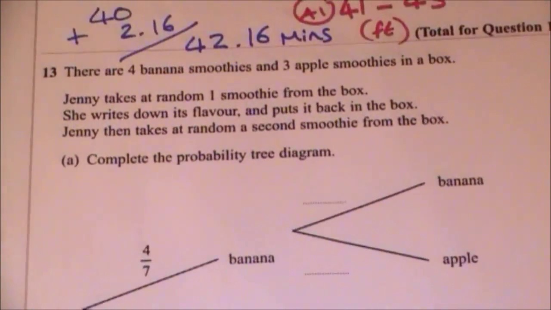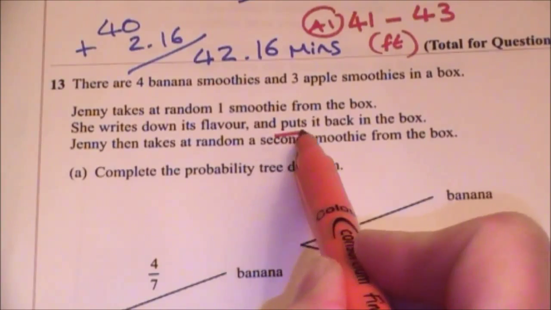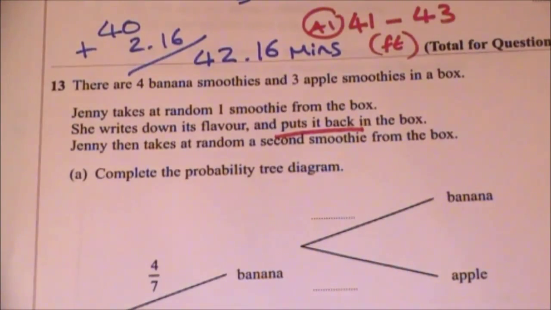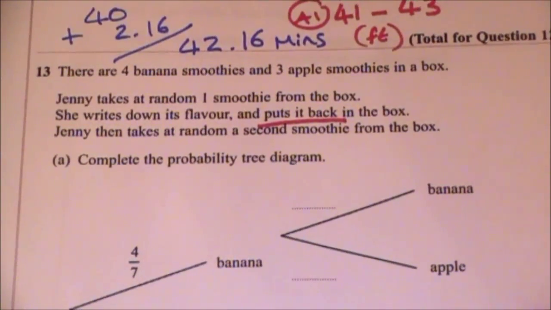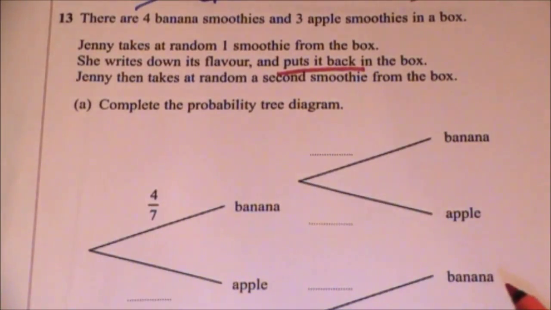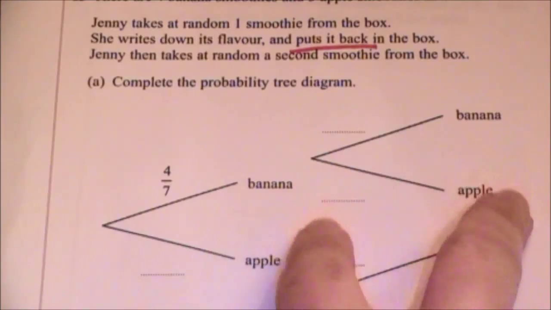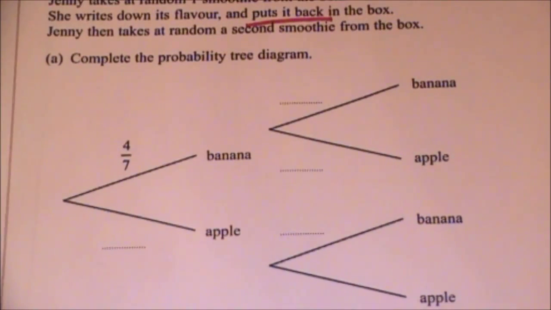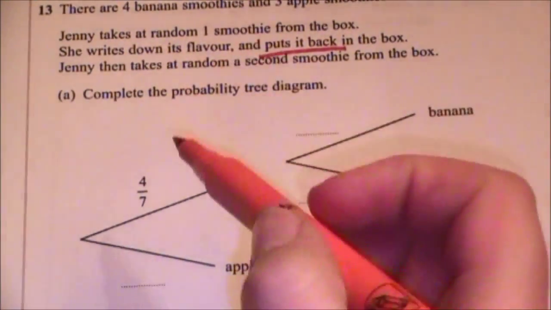Now, the most important thing in this passage is that Jenny puts it back in the box. That means that for my entire tree diagram, there's always going to be the original 7 smoothies in the box. If she didn't put it back in the box, my second leg of outcomes are going to be out of only 6 smoothies, okay? But she puts it back in the box.